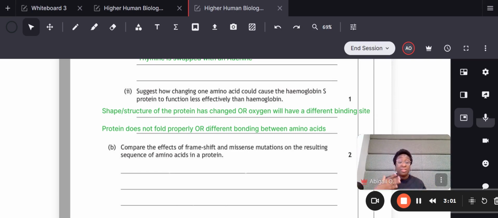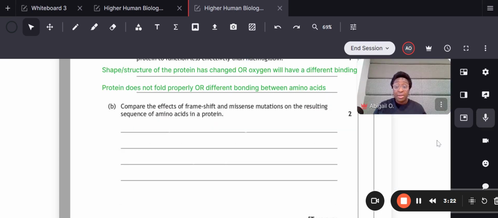You could also say that the protein doesn't fold properly, or that you're going to get different bonding between the amino acids. Okay, and that's all about the shape and the structure after we've done that translation and how that protein's going to fold so it can function properly. So the whole idea here is that if you change one of the amino acids, you're going to change the structure or function of this protein.